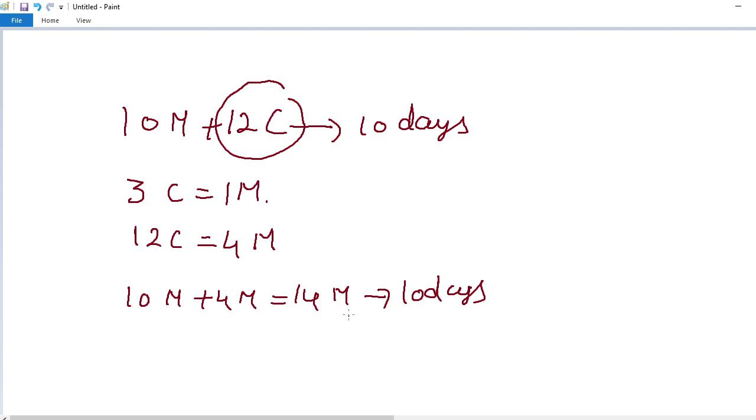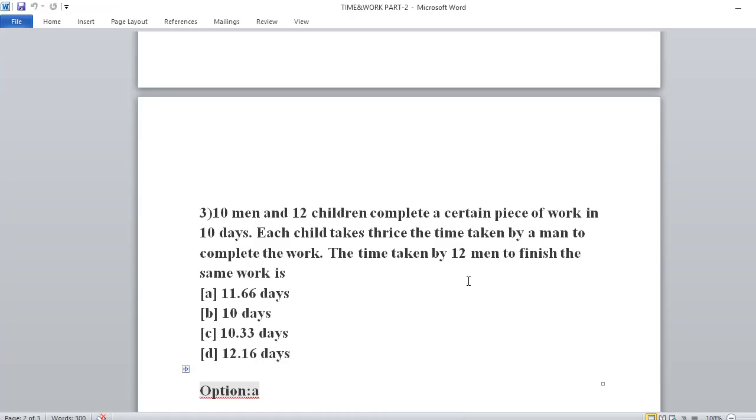Okay. So, if manpower is only 12, that means the time taken by 12 men to finish the same work. Manpower is 12. How many days will it take to complete the entire work? That is the question.